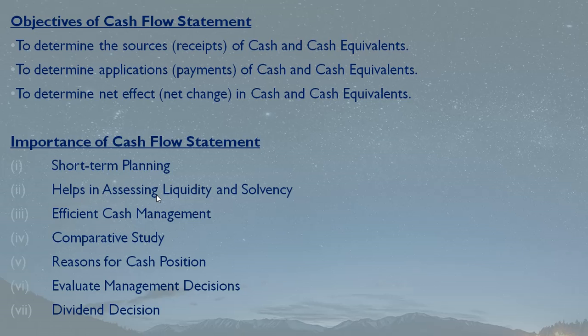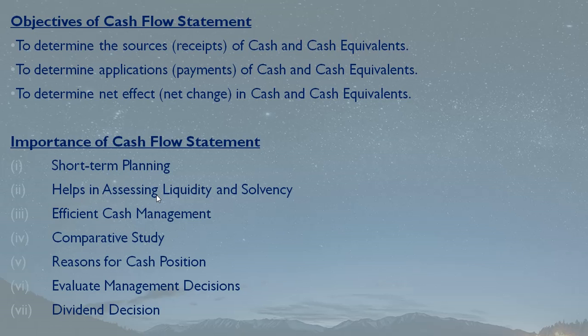Now the last one is the dividend decision. Dividend payable is deposited in a separate bank account. We already know that. When it is declared, it is called interim dividend. When it is approved, it is called final dividend. This cash flow statement helps in deciding how much dividend should be paid, because it shows the position and the flow of cash.